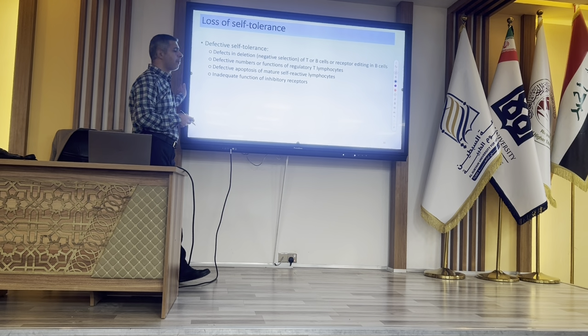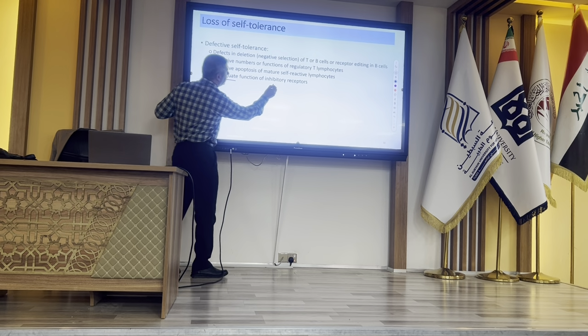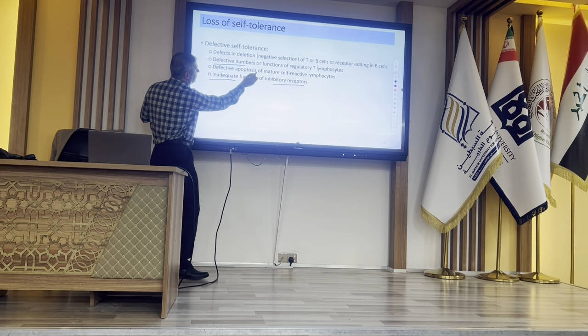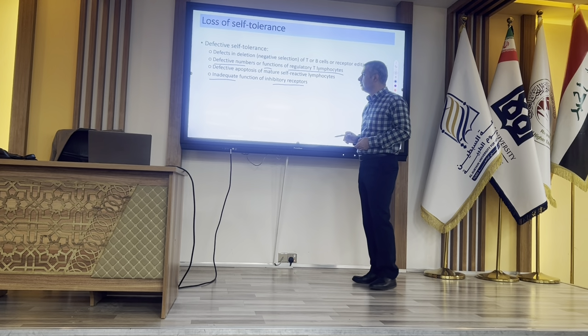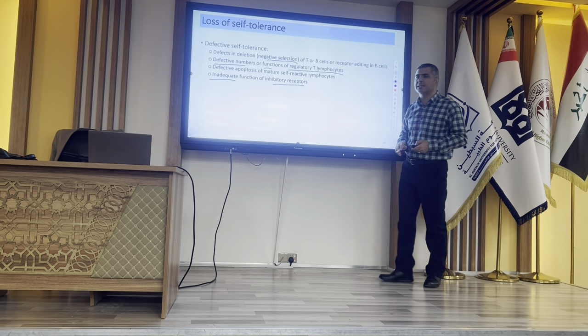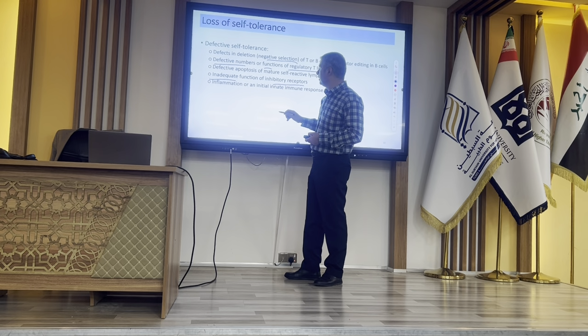That's why it's written here: or inadequate function of inhibitory receptors. I talked about them. I'm talking about the genes that are involved in autoimmune diseases. Or defective number or function of regulatory T cells. Or defects in negative selection of T cells and B cells. They are the reasons for the loss of tolerance.